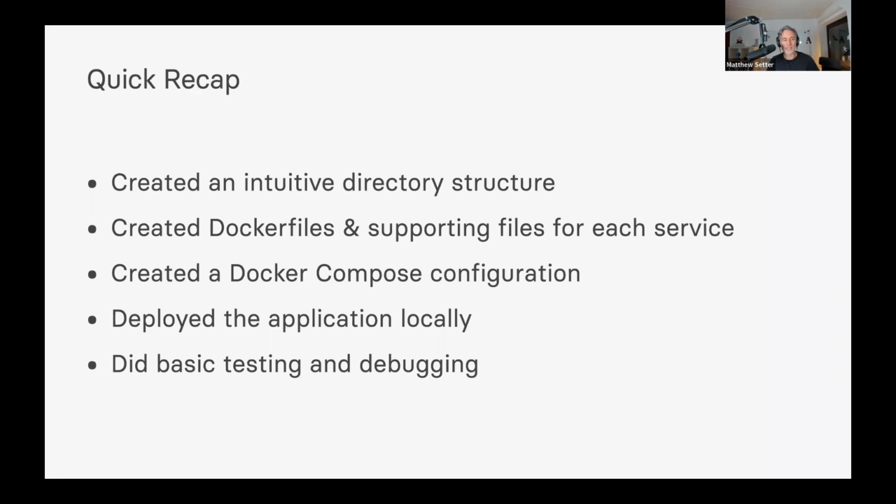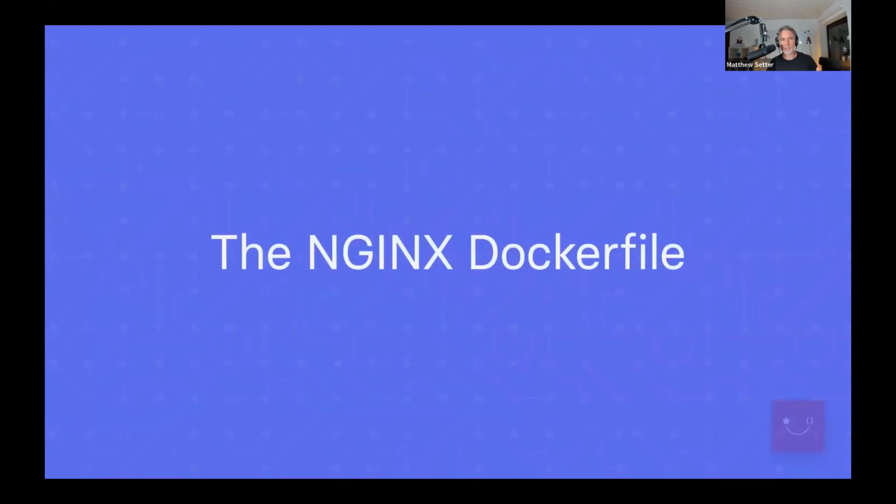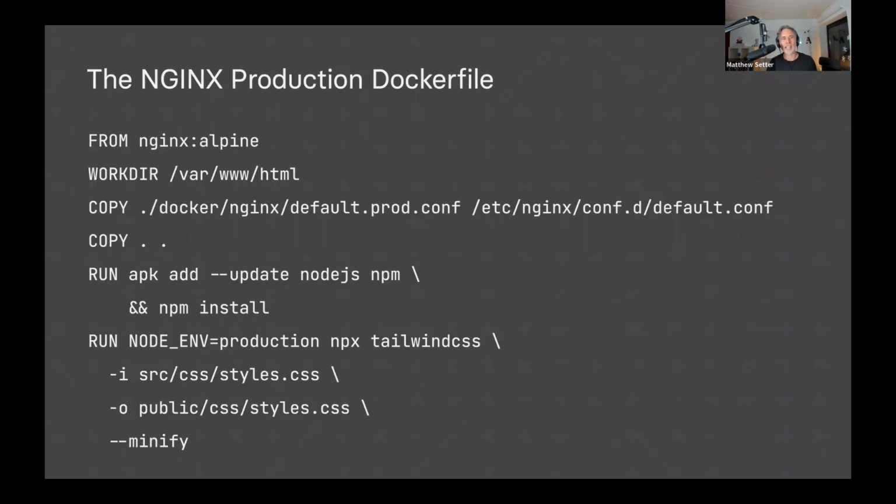I think not bad for a relatively short period of time. But let's now rapidly bring this to a close by creating the production files and making a production deployment. The first thing that we're going to do is create a Docker file for the NGINX service. It wasn't necessary up until now, as the NGINX service in the development environment used the official Docker Hub image with no special changes, but for production, that's not going to work.